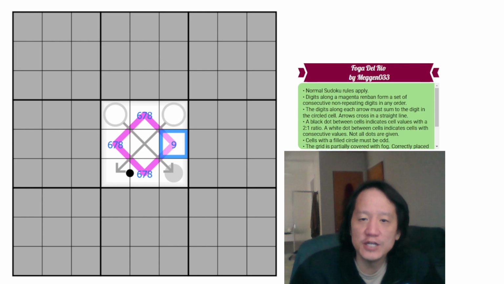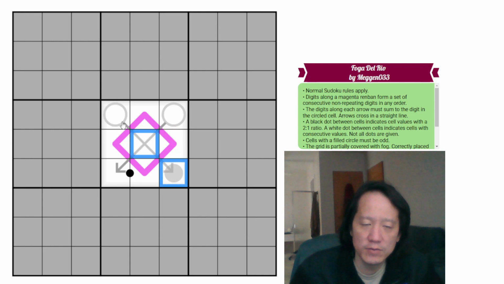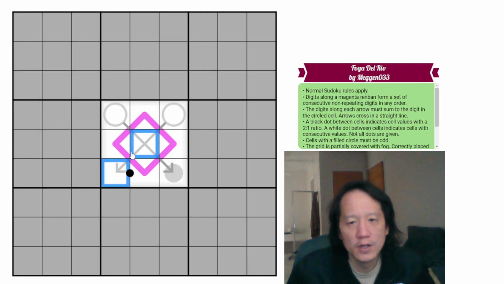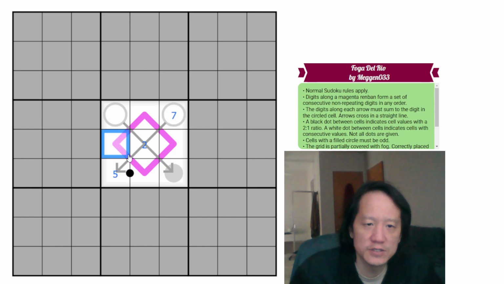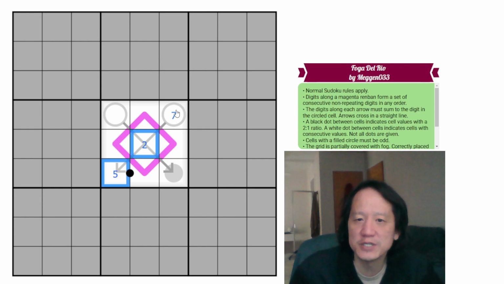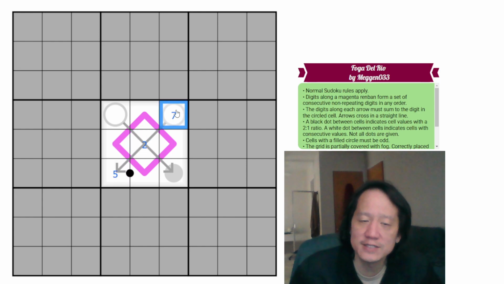The digits along each arrow must sum to the digit in the circle cell. Arrows cross in a straight line, so this is a specific arrow, and it crosses just this way, it goes that way. And this is an arrow which goes specifically that way. So an example that would work for this arrow is this could be 2 and 5, and this would have to be then 7, because these two digits along the arrow must sum up to what's in the circled cell that it's attached to. And that's how arrows work.